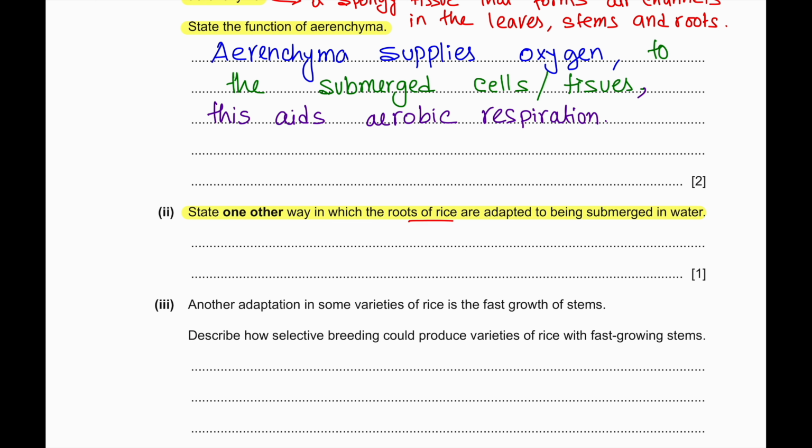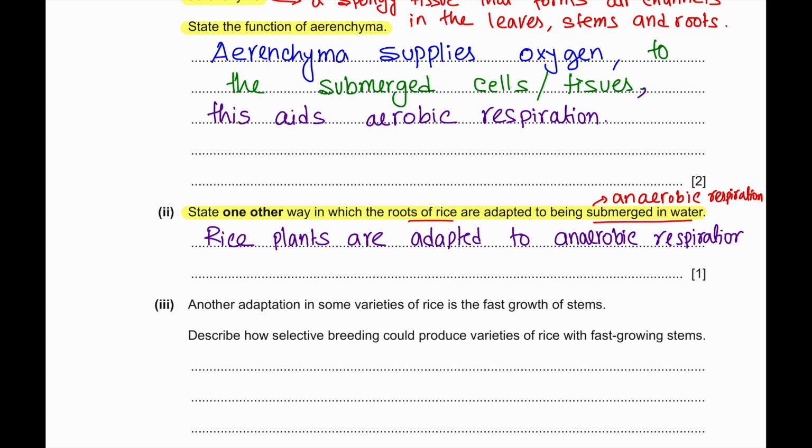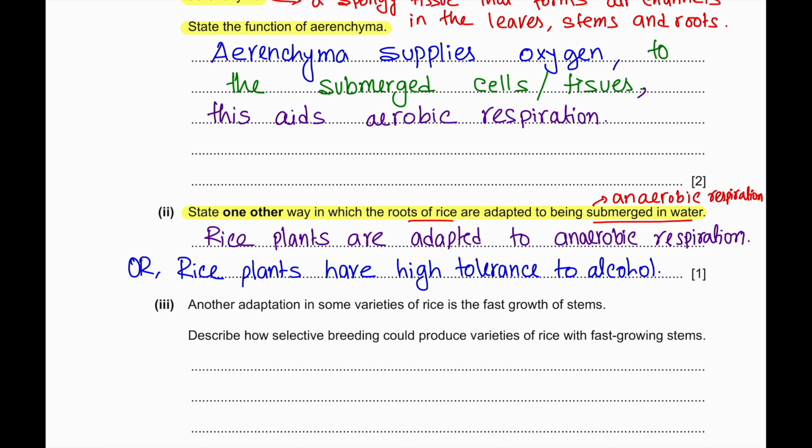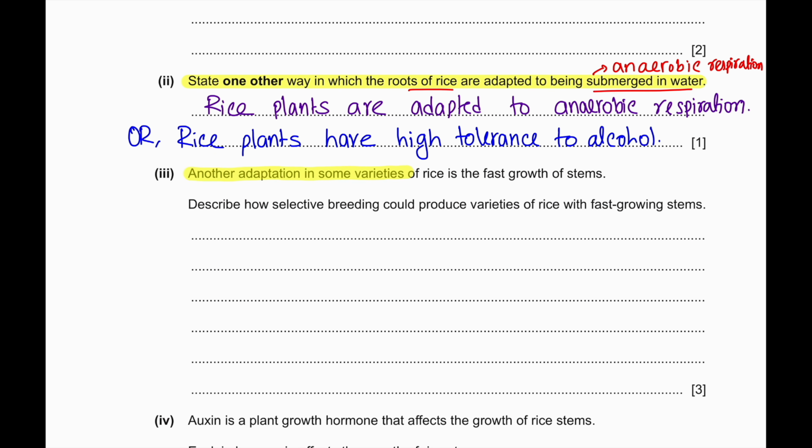Rice plants, typically when they are submerged in water, can do anaerobic respiration for a prolonged period of time. So the answer can be written as follows. Rice plants are adapted to anaerobic respiration, or we can say rice plants have high tolerance to alcohol. Another adaptation in some varieties of rice is the fast growth of stems.